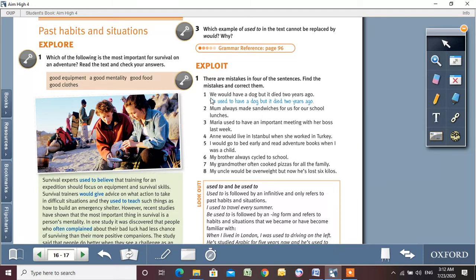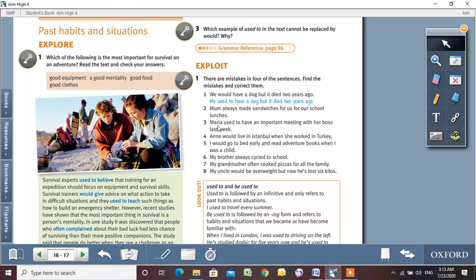Number 1. We would have a dog, but it died 2 years ago. So there is something wrong here. Instead of would, we will use used to. So we used to have a dog, but it died 2 years ago. Number 2. Mom always made sandwiches for us for our school lunches. So this sentence is correct.